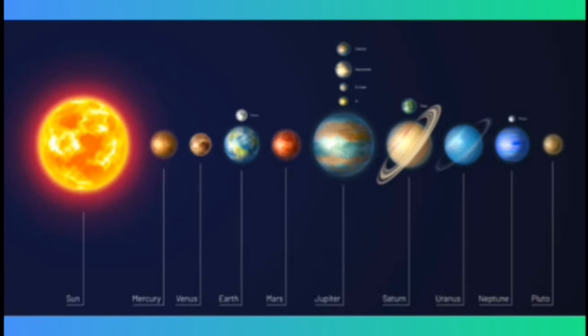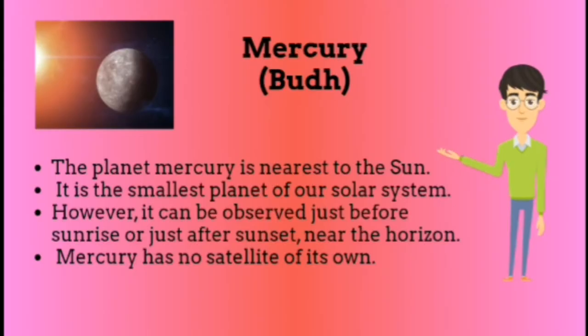There are totally 8 planets in our solar system. Let us see which are those. The sun has 8 planets, starting from Mercury, Venus, Earth, Mars, Jupiter, Saturn, Uranus, Neptune. Pluto was once called a planet, the 9th planet, but now it is not in our list of the solar system. Now let's learn about each planet in detail.